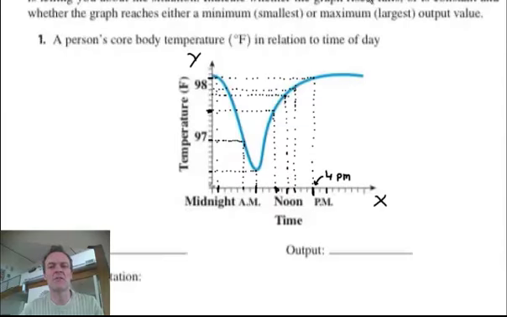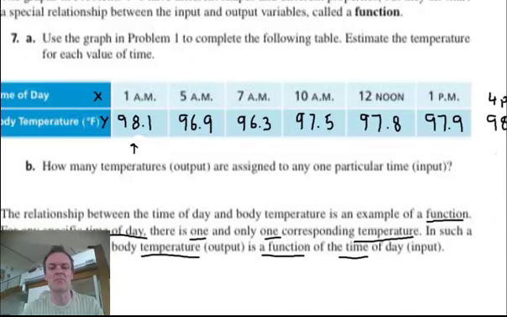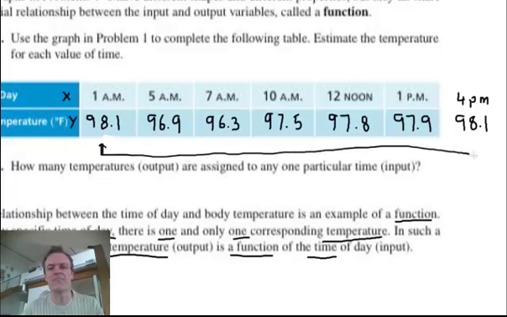Remember I said only one temperature for one time of day. But let's have a look at the graph again. At 4 PM, an extra one I've put on here, I read up here, 4 PM, and I'm also 98.1. Let's have a look at this table. Now can you see? I can only have one time of day producing one specific temperature. So at 1 AM it can only be 98.1.